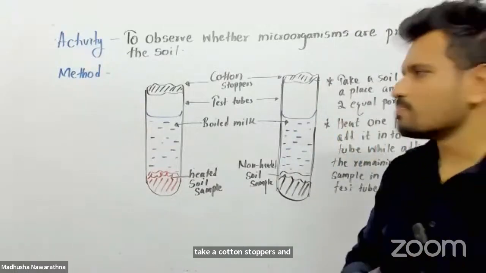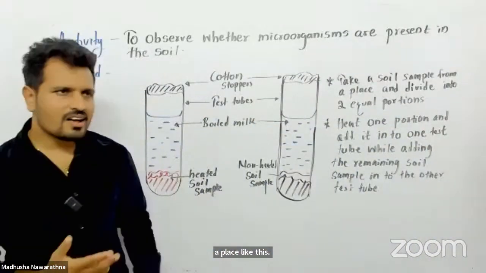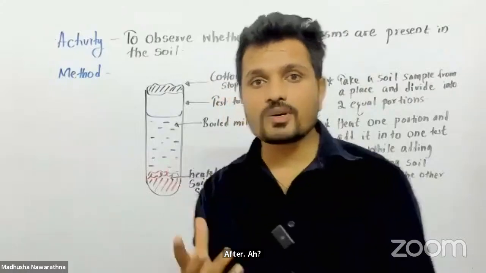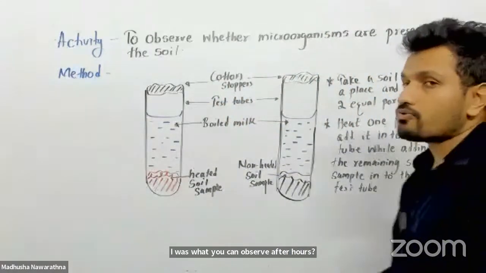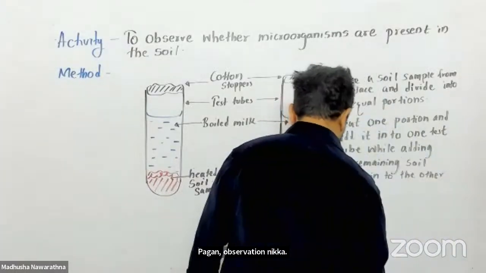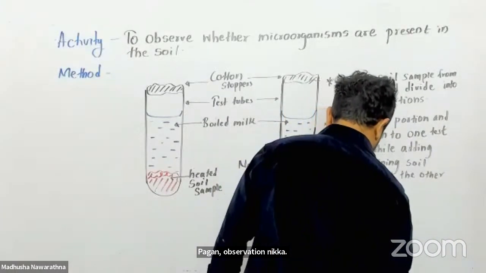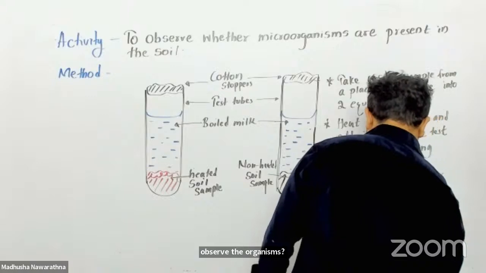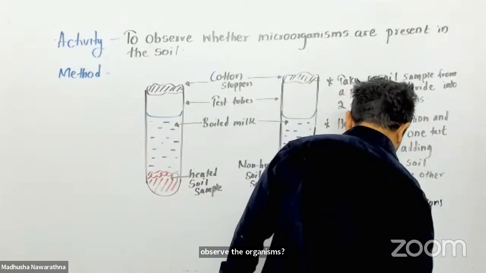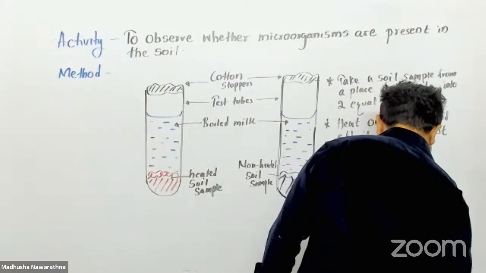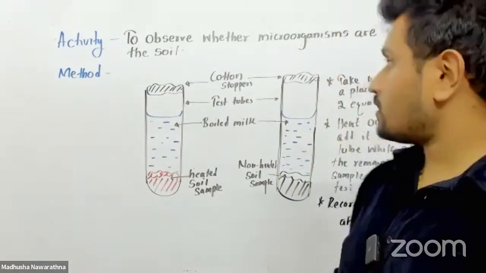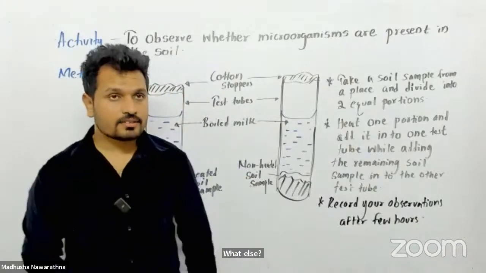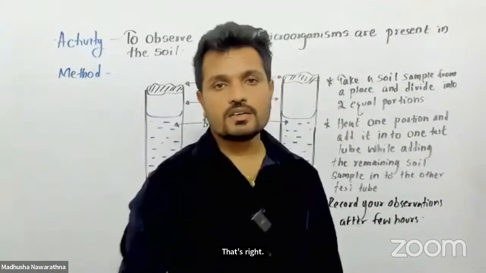Right. So what can you observe after hours? What observations can you see after a few hours? What kind of observations can you observe? Tell me. Observe the organisms. Coagulation of milk. The color change. Okay. What else? The smell. Very good. What else?